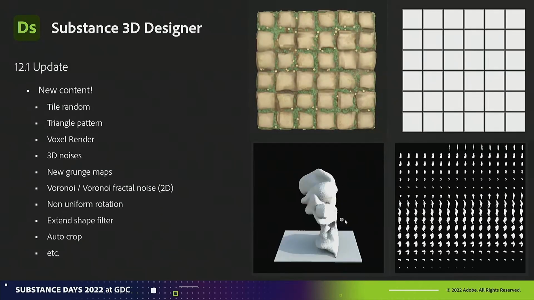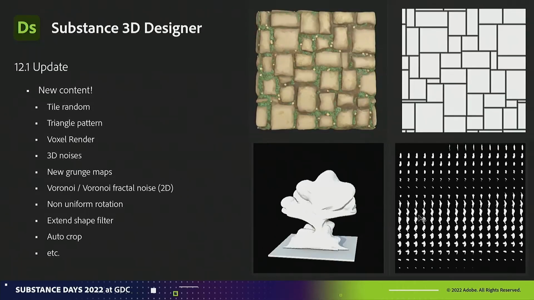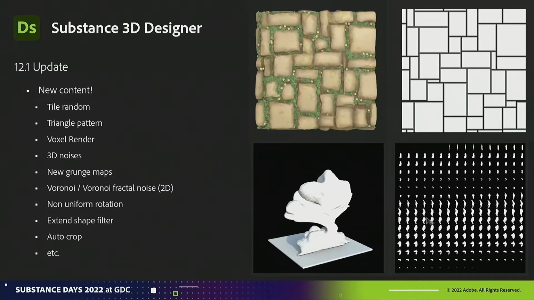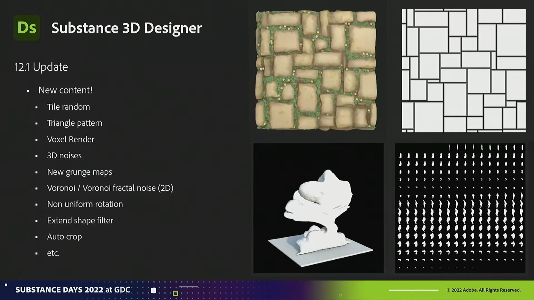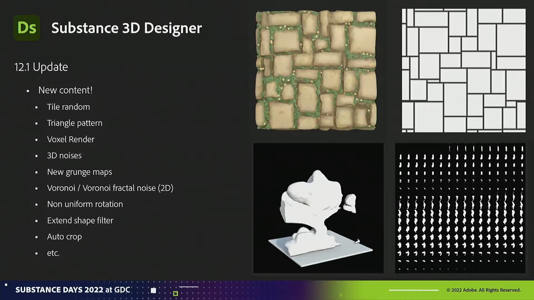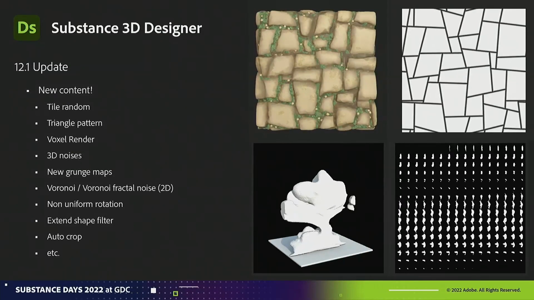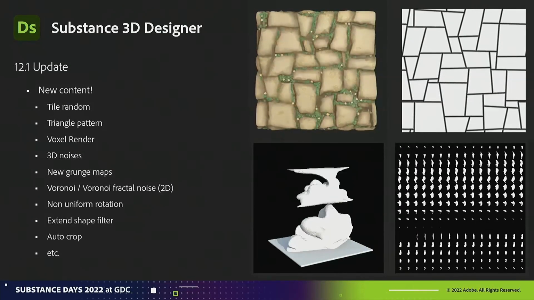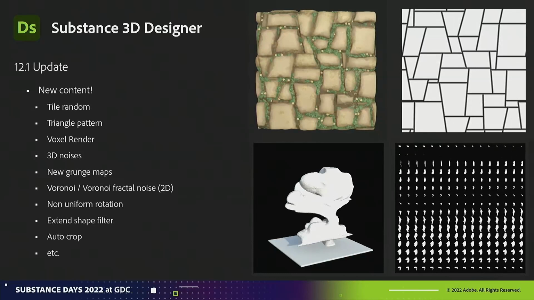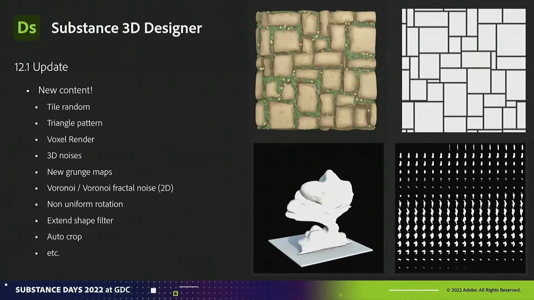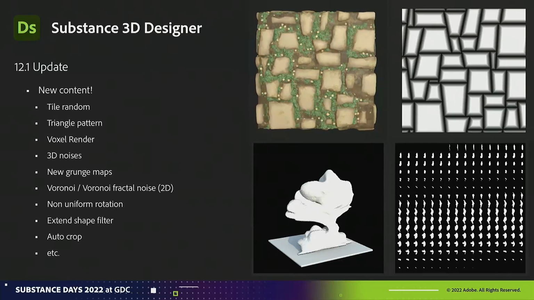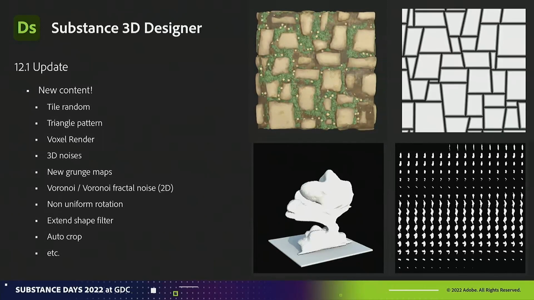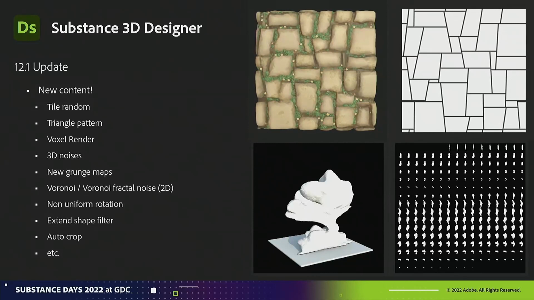And of course, you can't talk about Substance Designer without talking about new nodes. We will be releasing new nodes for Substance Material Graph. So lots of new generators, new filters, and new noises. You can see a few of the examples that we're showcasing here. One of the ones I'd like to really call out is the new tile random, which allows you to add randomness in the generated grid. We have triangle patterns, 3D noises, new grunge maps from Painter.